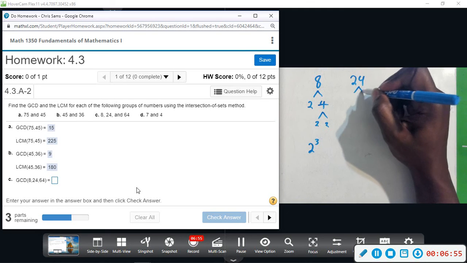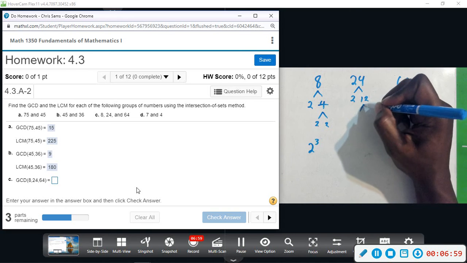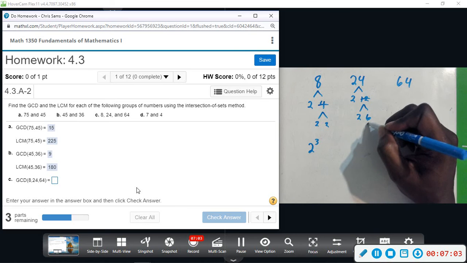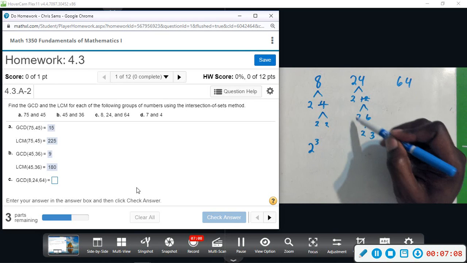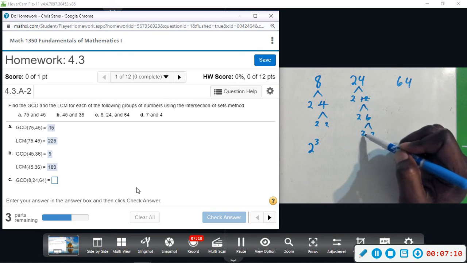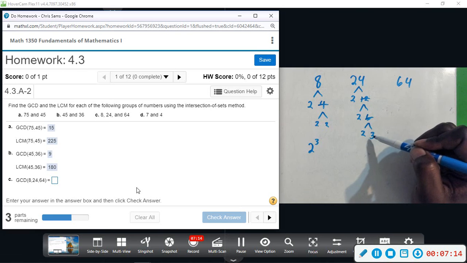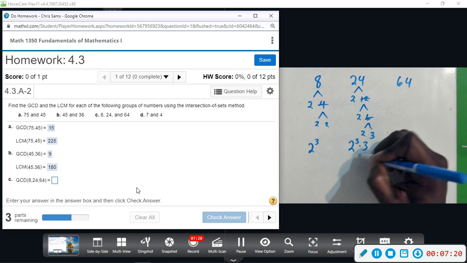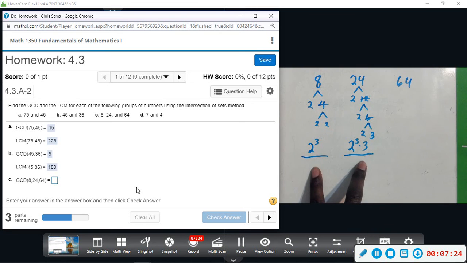24, we can write 2 and 12. 12, we can write 2 and 6. And 6 we can break down to 2 and 3. Okay, so we have 3 2s and 1 3 on the ends of our stems. So we have 2 to the 3rd power, so 3 2s times a 3. And that is going to represent the prime factors of 24.